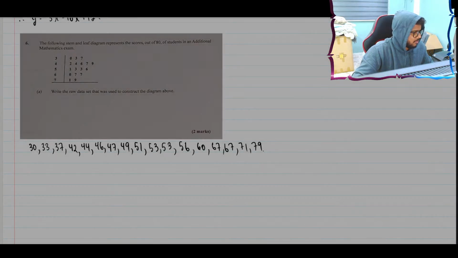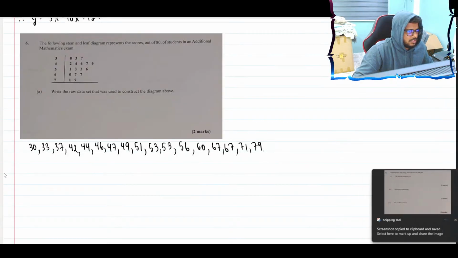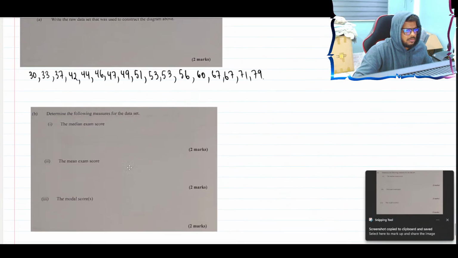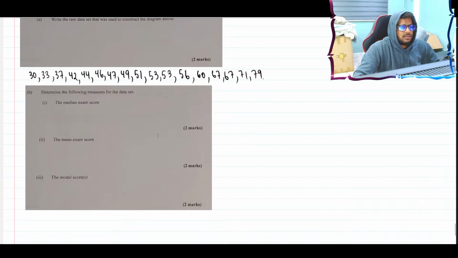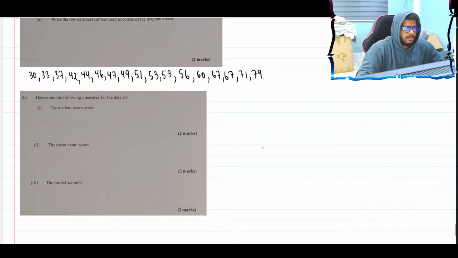We have these 3 things to do here. Measures of central tendency. Determine the following measures. The median is the middle, so you can just cancel first with last, right? How many scores do we have? We have 1, 2, 3, 4, 5, 6, 7, 8, 9, 10, 11, 12, 13, 14, 15, 16, 17 scores. 17 plus 1 over 2 is 18 over 2, which is the 9th score. 1, 2, 3, 4, 5, 6, 7, 8, 9. So 51 is the median.